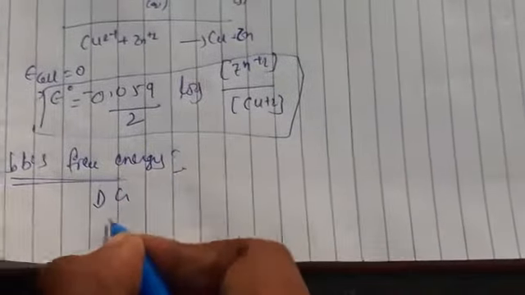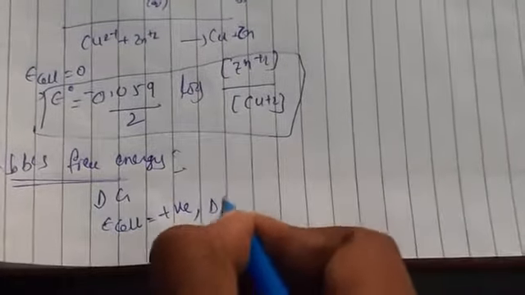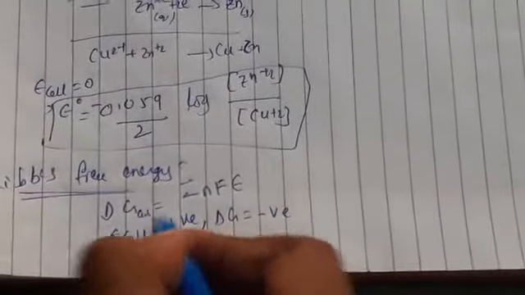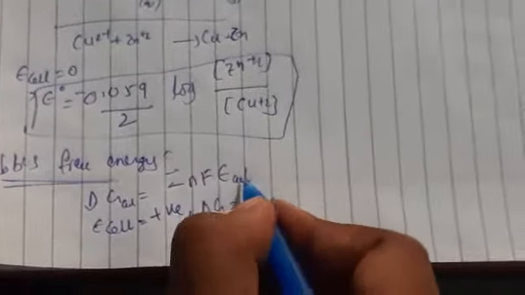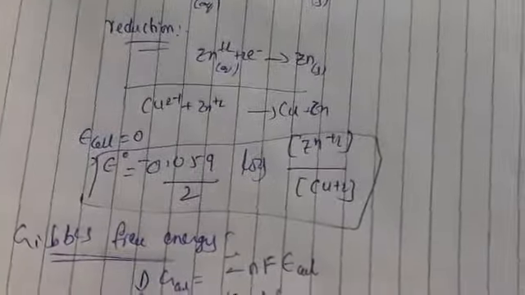So when E cell is a positive value, then delta G will be a negative value. Delta G is equal to minus nFE. So here, delta G of the cell. Like this, in the cells we are representing the electrical work done in 1 second. Here the maximum electrical work is done. So how is it done?